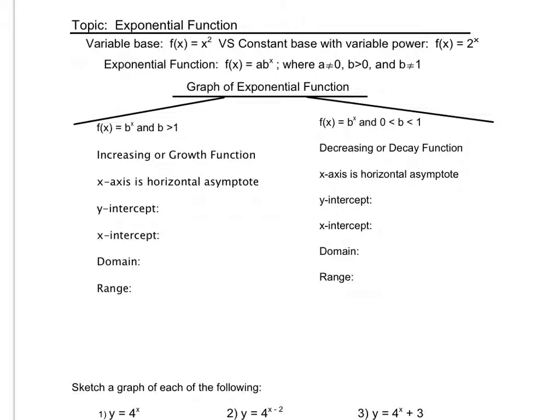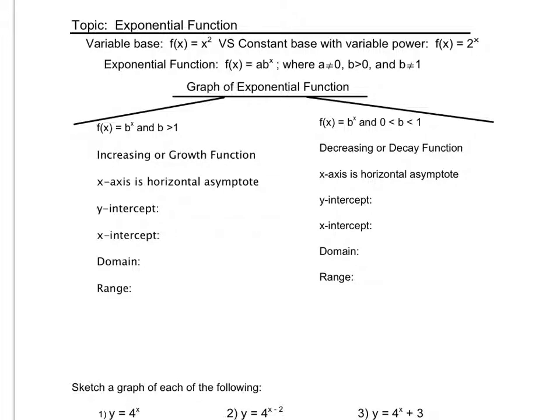When we look at graphs of exponential functions, there's two different graphs we're going to get. We're going to get growth functions and decay functions. Growth functions are going to have these characteristics here. My base is going to have to be greater than 1. When my base is greater than 1, it'll be a growth function or an increasing function. Our x-axis is going to be a horizontal asymptote. Remember, to be an asymptote, it means I get super close, but I never actually touch it.